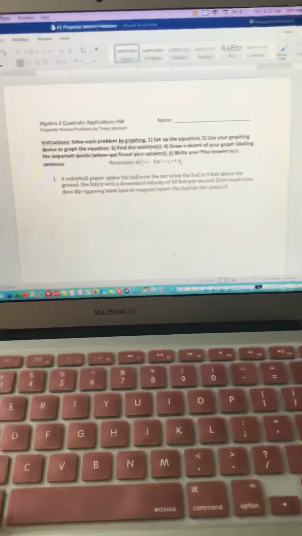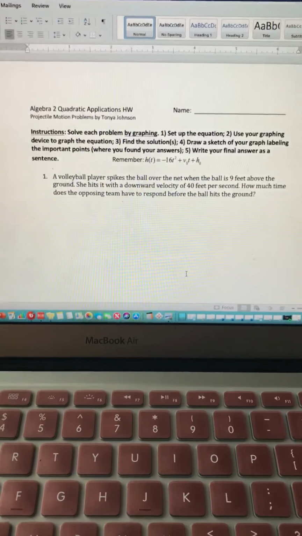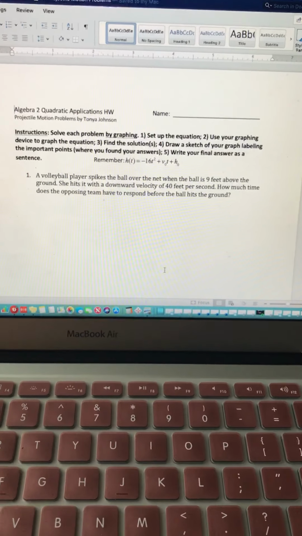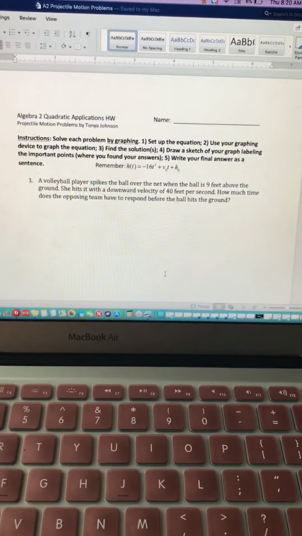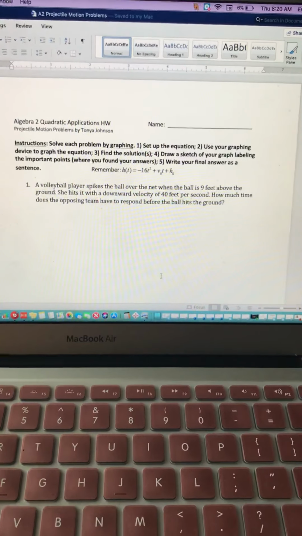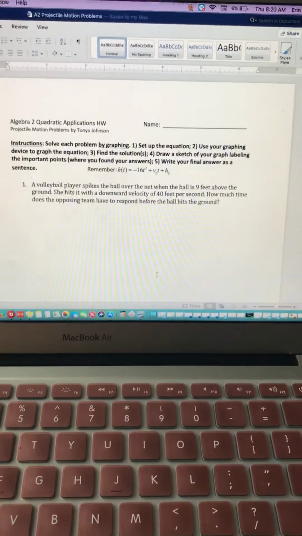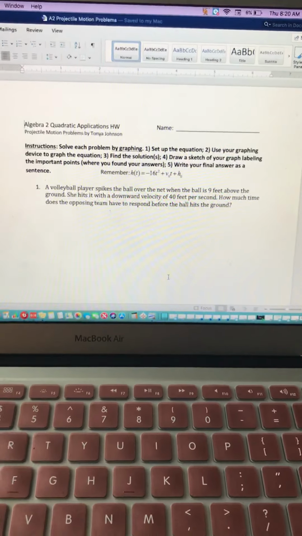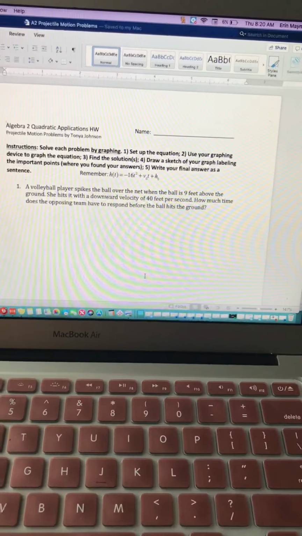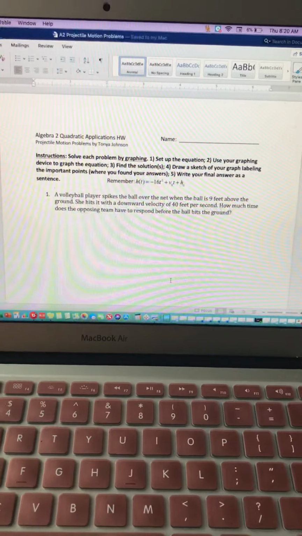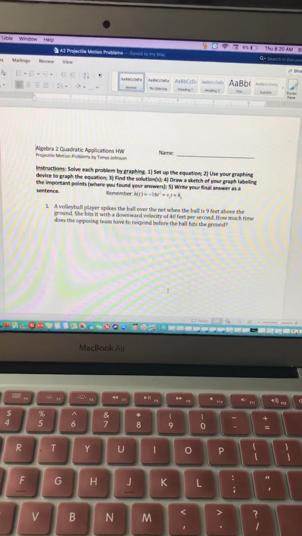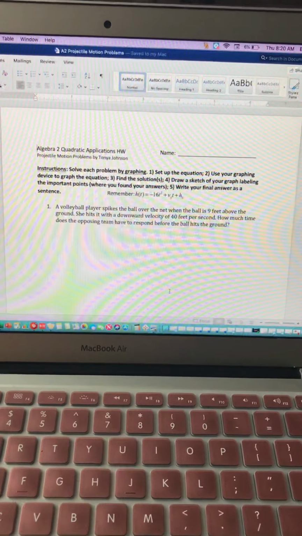Okay, so at the top of the homework that you picked up off of yesterday's shelf, it says Quadratic Applications homework. And notice that you're given an equation this time that's a little bit different. It says solve each problem by graphing. Your job is going to be in a minute here to set up the equation, and then you're going to use your graphing device to graph the equation. You're going to find the solution for whatever question is asked. So notice in the problem we just did, you were asked to find how far or how high the flea went. Well, in this case, in a minute, we're going to talk about a volleyball player. And then you're going to draw a sketch of your graph, labeling the important points where you found your answers.